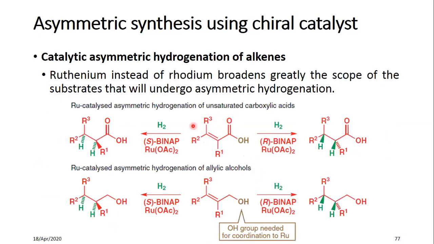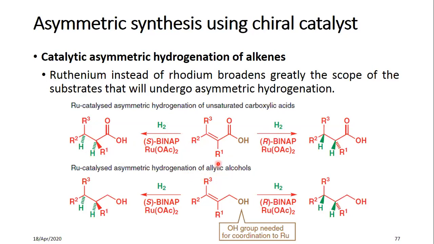So this is an allylic carboxylic acid. If you are using ruthenium instead of rhodium, it broadens the scope of the substrate, so you can use a variety of substrates. In this case, you can see if you are using R BINAP, the alkene is oriented such that the hydrogens are adding on the top face of the alkene, and in case of S, the hydrogens are added on the bottom face of the alkene.